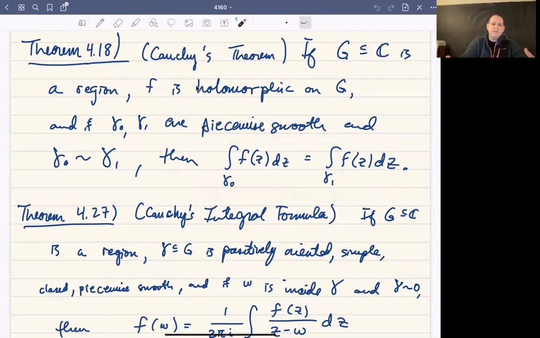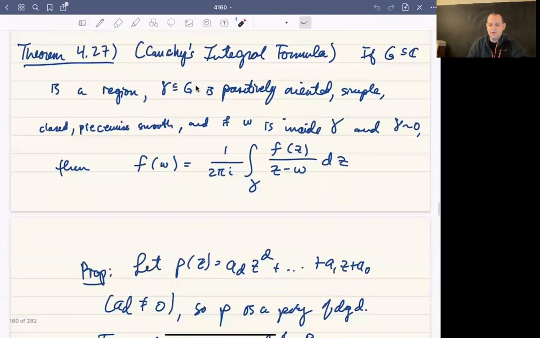Now, this seems like an obvious statement when gamma naught and gamma 1 start and stop at the same point, but they don't need to. So for example, if you're integrating over a circle, what this theorem says is that that's the same as integrating over a square, as long as those two curves are homotopic in some region G. Okay, so this is Cauchy's theorem.